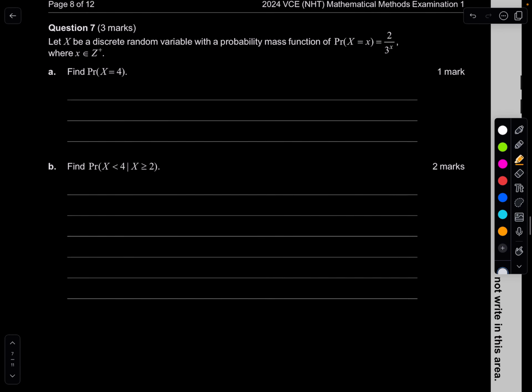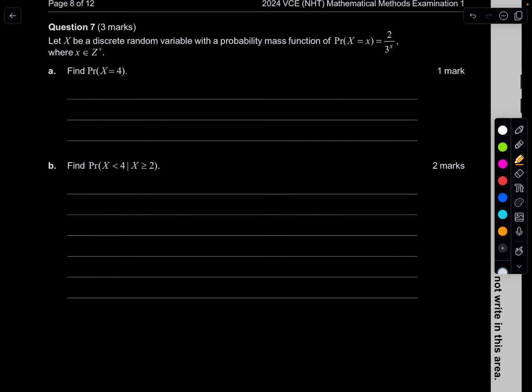Next question, 7. Let x be a discrete random variable with a probability mass function of this. Okay, so this gives you the probabilities where x is an element of Z plus, the positive integers. Be careful here. Z plus means 0 is not included. The integers are 1, 2, 3, 4, 5, and so on. So 0 is not included. Those are the values only. They're not negative, and 0 is not included. They're integers, meaning whole numbers.